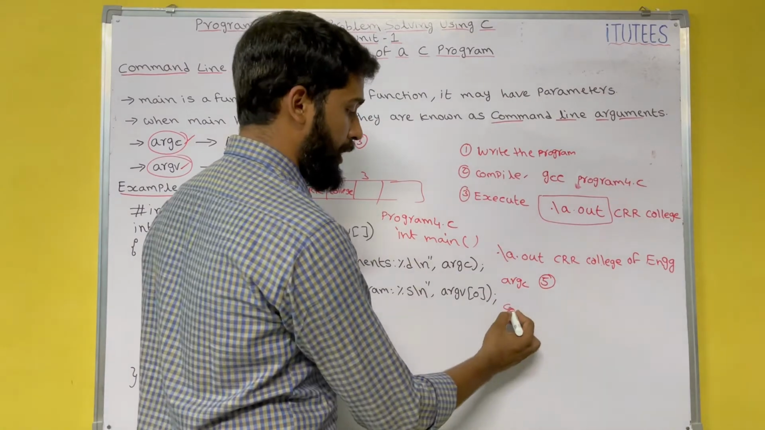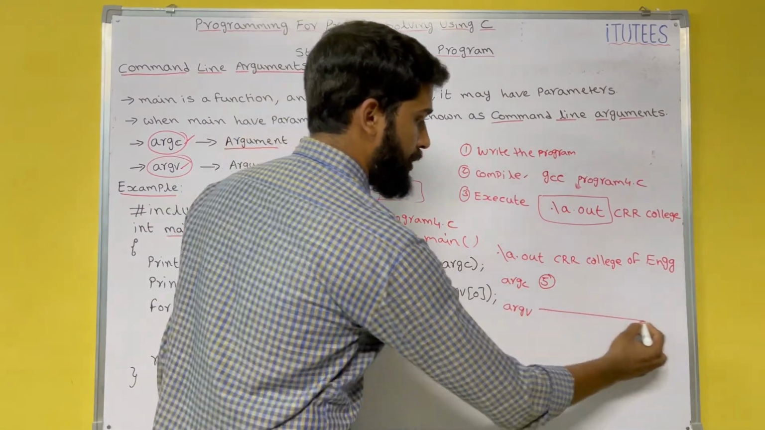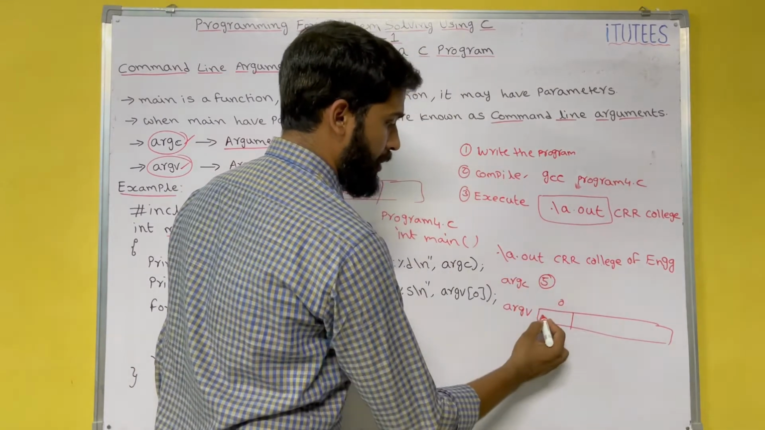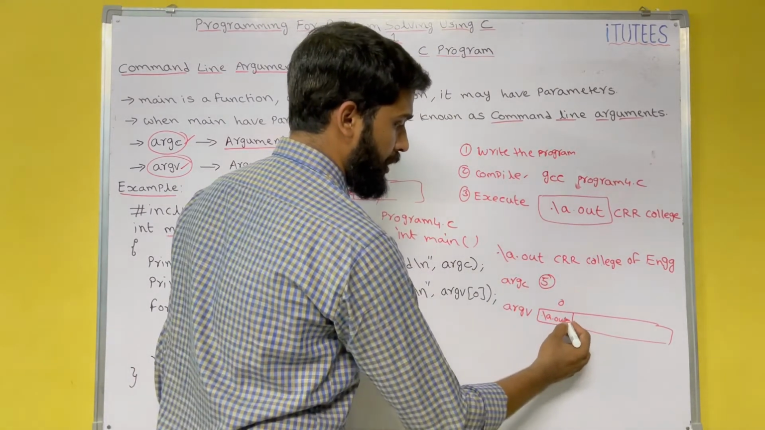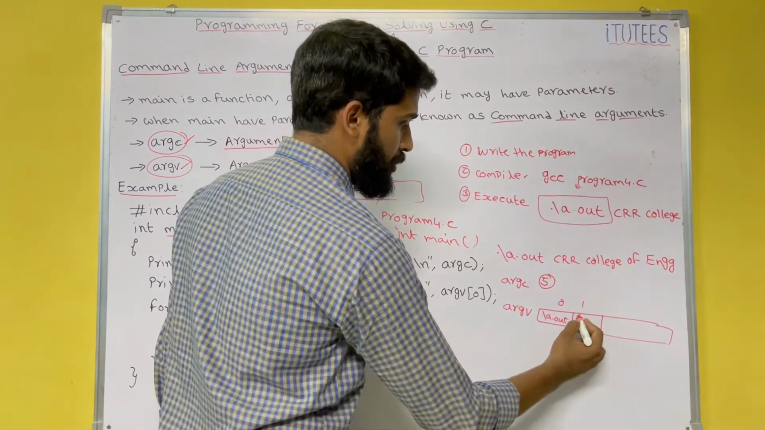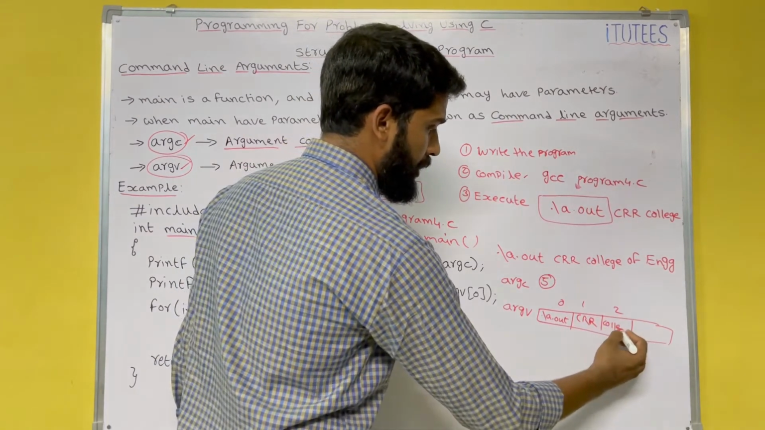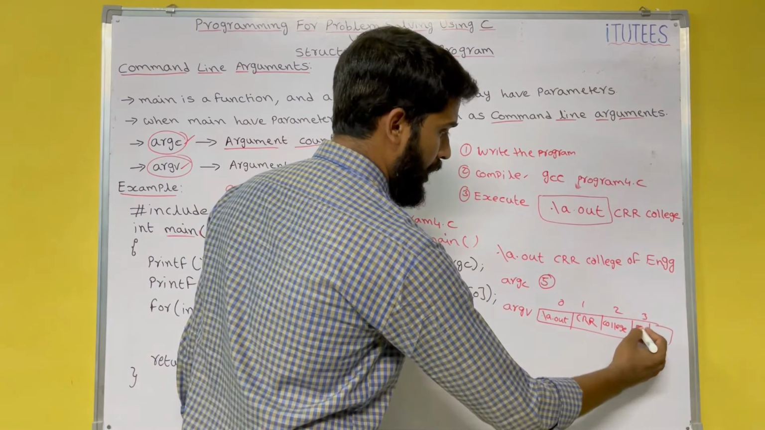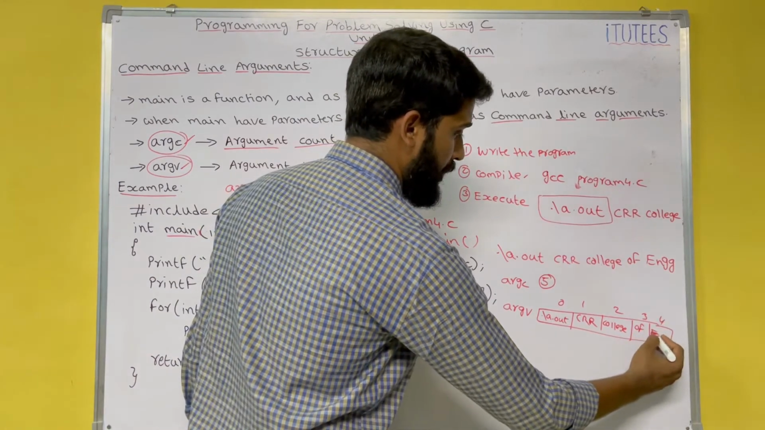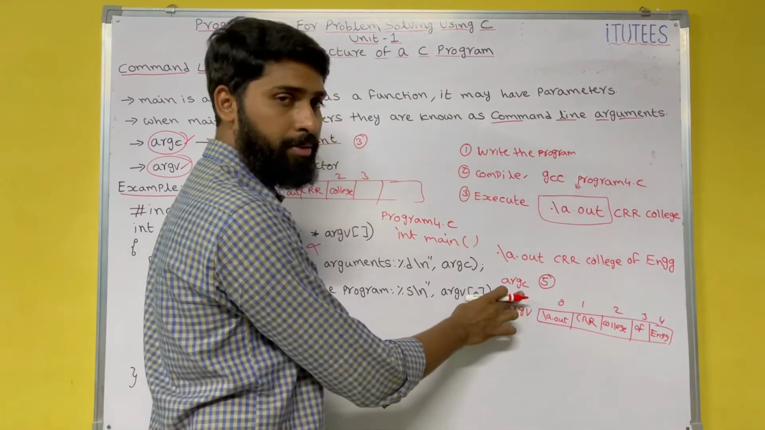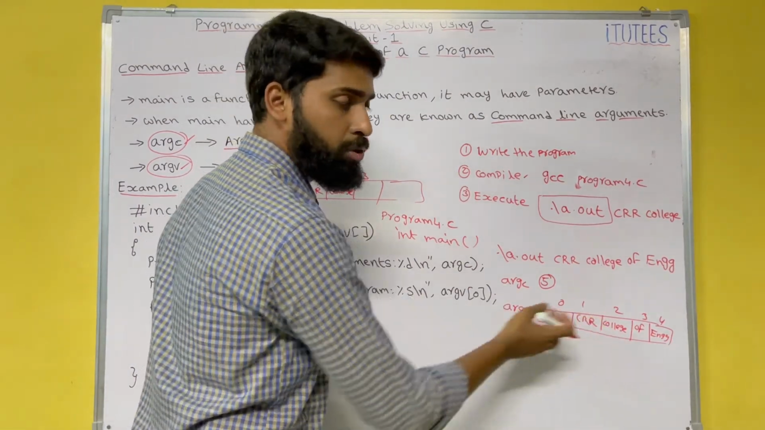And what about argv? Argv is a vector. In index 0, it stores the name ./a.out. In index 1, it stores crr, in 2 it stores college, in 3 of, in 4 engg. So how many arguments? 5. And the arguments are stored like this.